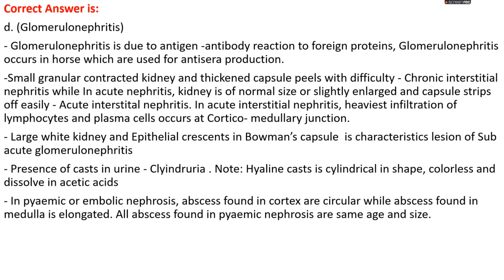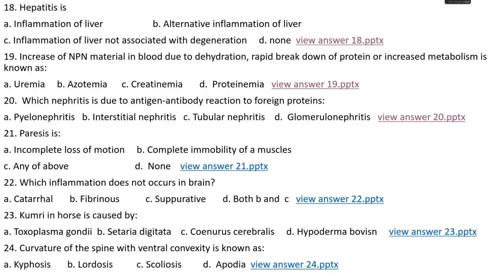In pyemic or embolic nephrosis, abscesses found in the cortex are circular in nature, while abscesses found in the medulla are elongated in nature. All abscesses found in pyemic or embolic nephrosis are of the same age and size.